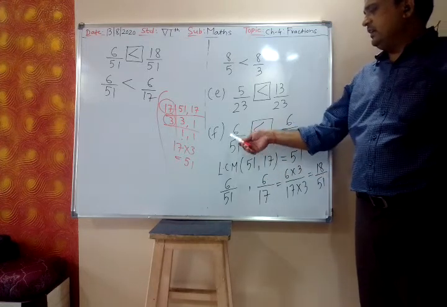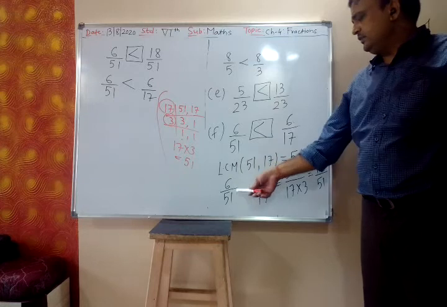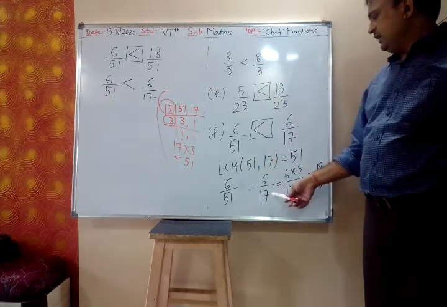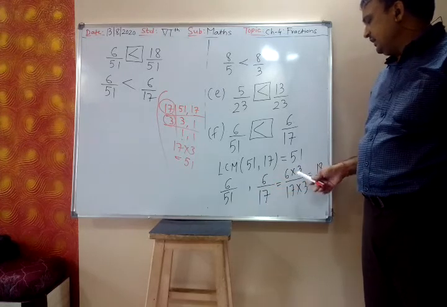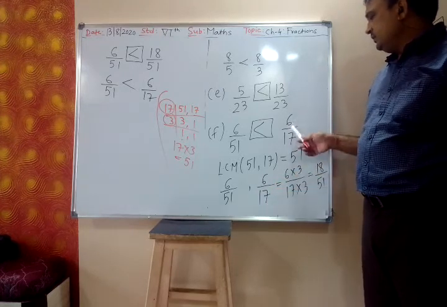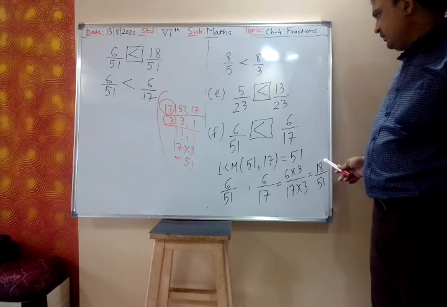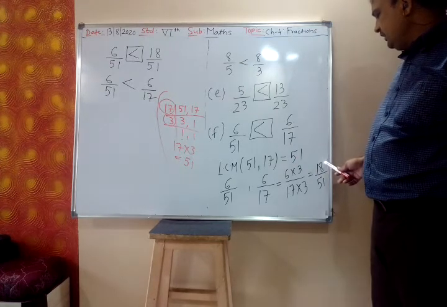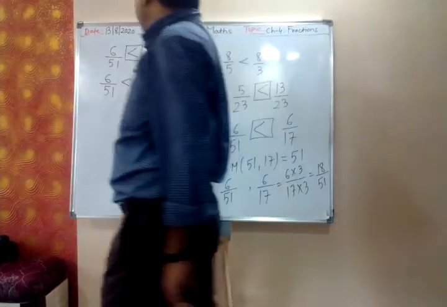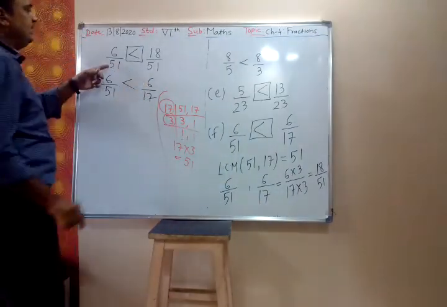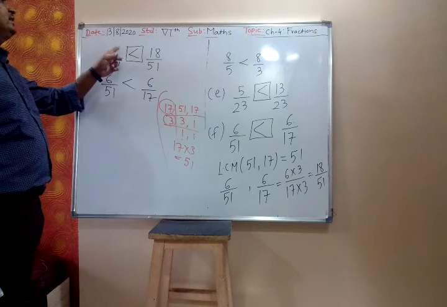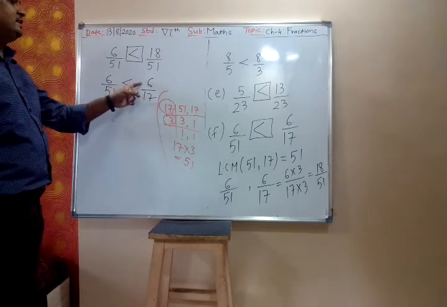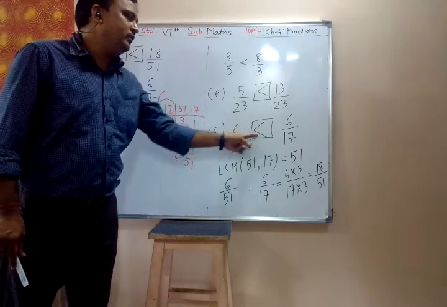6 upon 51, the denominator is already 51, so we don't multiply by any number. 6 upon 17, to make the denominator 51, I have to multiply and divide by 3. So 6 upon 17 you can write as 18 upon 51. Now they are like fractions. So 6 is less than 18. So 6 upon 51 is less than 6 upon 17. So the arrow will be in this way.